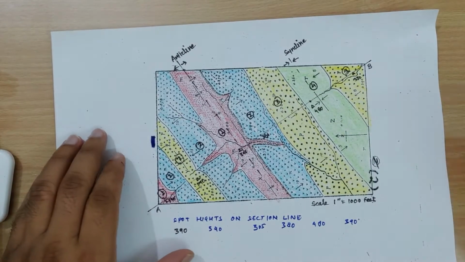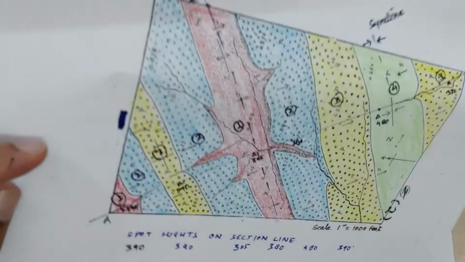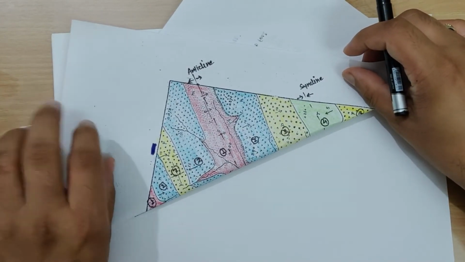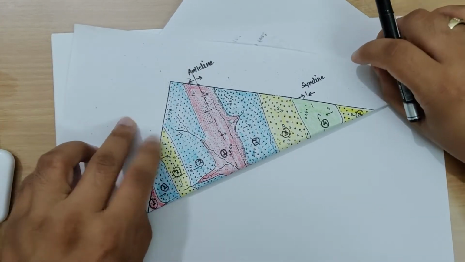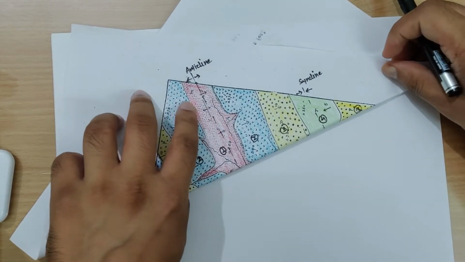Let's draw the profile and cross section for this map. In order to draw the profile, we will fold the map along the section line, and we will plot the spot heights first.